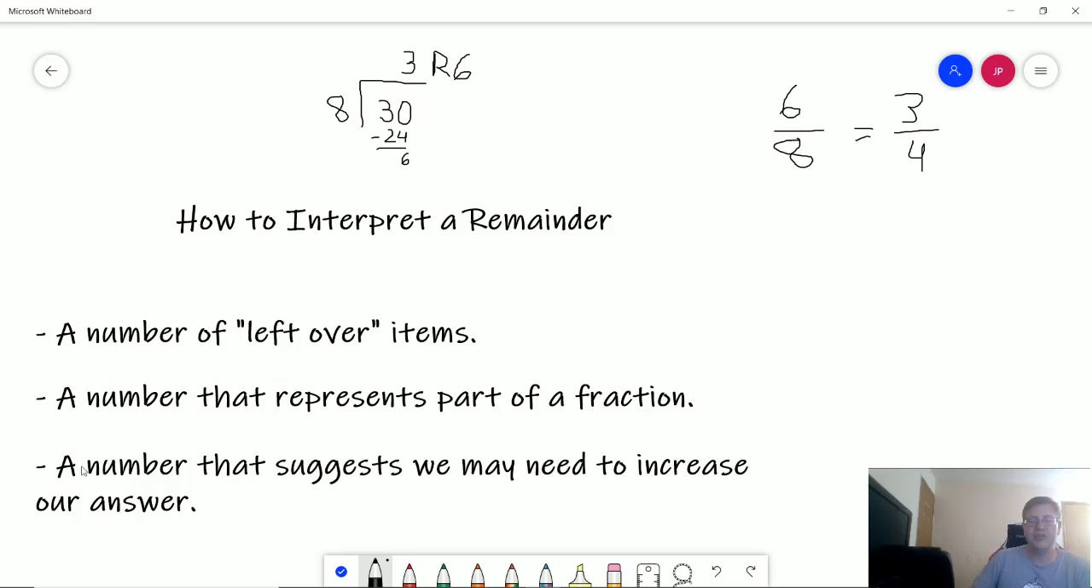It also could be a remainder that suggests we may need to increase our answer. So let's say instead of hot dogs, we are working with 30 students that we have to get somewhere for a field trip. And we're taking vans that can hold 8 people per van. So let's say a normal minivan. How many vans will we need to get all 30 people to the field trip? Well, if I do 30 divided by 8, I'm going to need 3 entire vans, but I'm also going to need part of a 4th van to be able to take everyone there. So in that case, we would actually increase our answer from 3 vans up to 4, knowing that the 4th van will not be completely full.